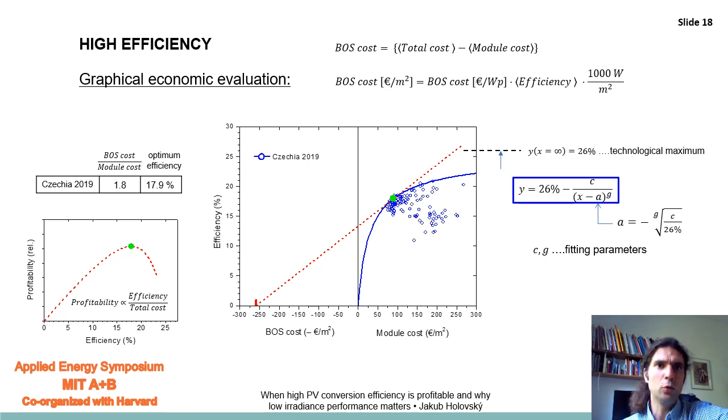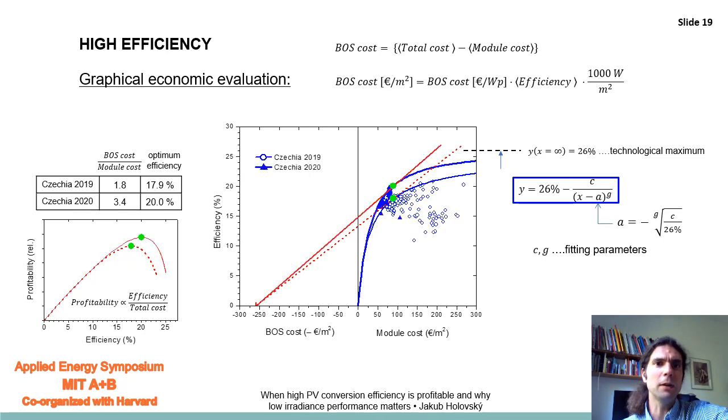The idea to use this graphical analysis is that you can see how the touching point will move on the hyperbolic line when BOS will change, or the other way around, when BOS is constant and the module cost is changing. This happened between 2 years when we did this analysis on modules sold in Czechia. Between the 2 years, the most profitable module cost changed from 18% to 20%.